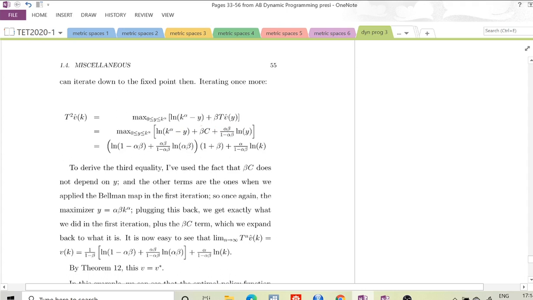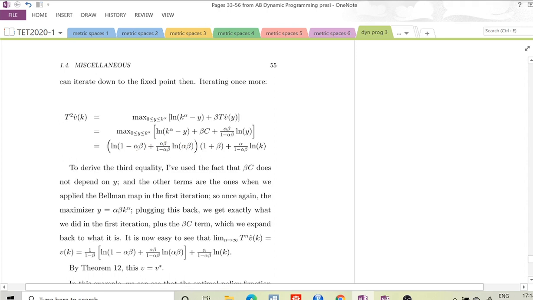the rest of the terms are these two terms, log k to the alpha minus y plus alpha beta by 1 minus alpha beta log of y. That was there in the earlier iteration as well. So the max value in this special case turns out to be again y equals alpha beta k to the alpha. And if I put those here, you'll see that T squared v hat has this common term that T v hat also had, right? This term, these were in T v hat. In addition, it has a beta times this term.